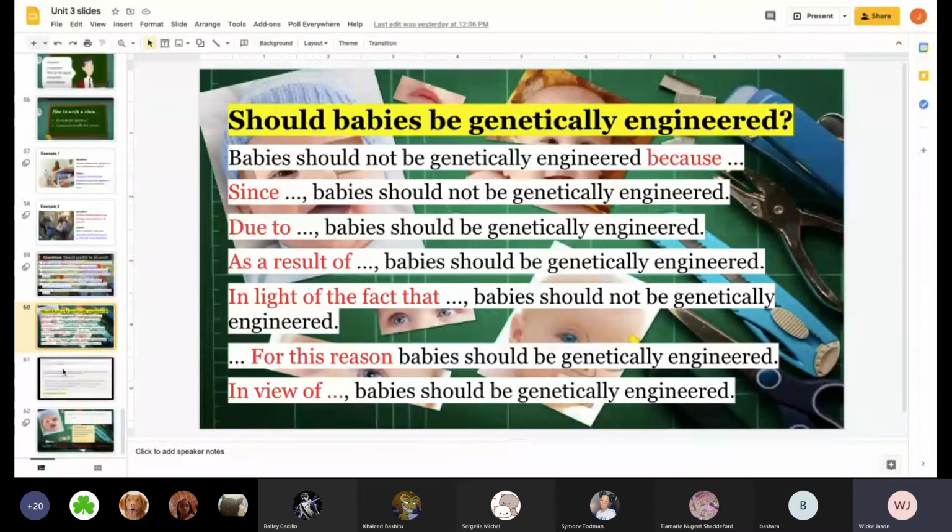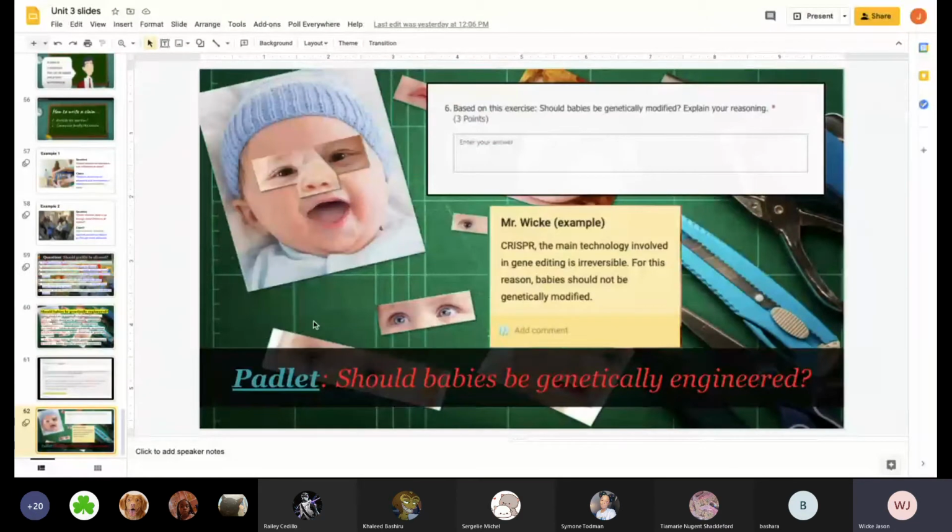Okay, so the assignment from today, all right, it was a Padlet. Some of you have already done it, and I'll show you that in a minute. But it's answering the question, should babies be genetically engineered? And if you've done assignment 3.1, the one about designing your own baby, you've already done this, because the last question on that quiz was, based on this exercise, should babies be genetically modified? Explain your reasoning, all right? So you can use the answer you put in this quiz, and a lot of you had some really fantastic answers. You can use that in your Padlet answer, all right? And you just have to write it as an academic claim.